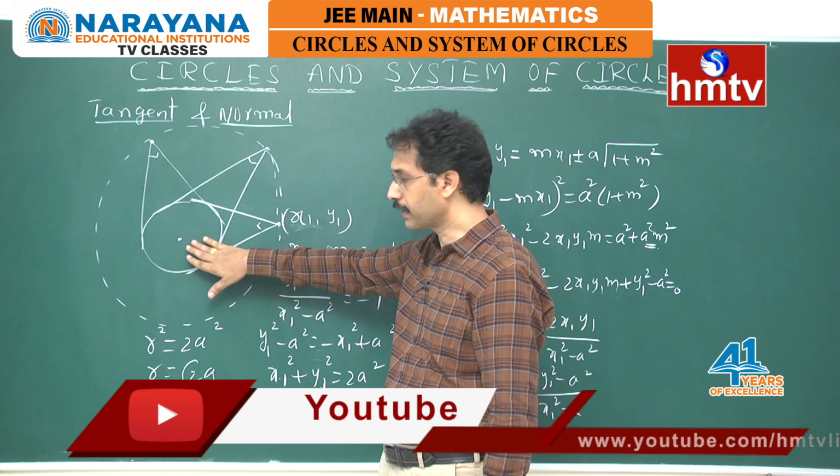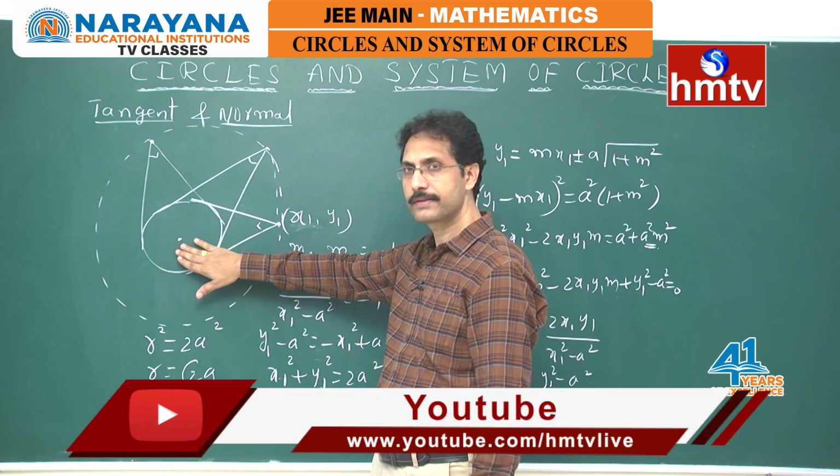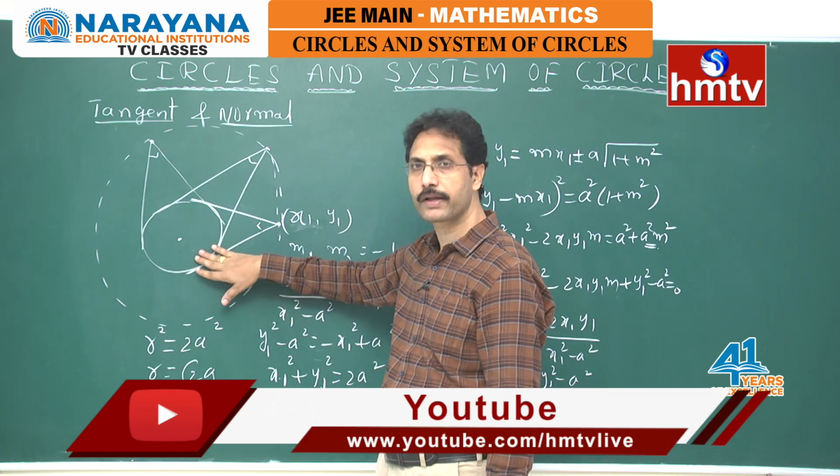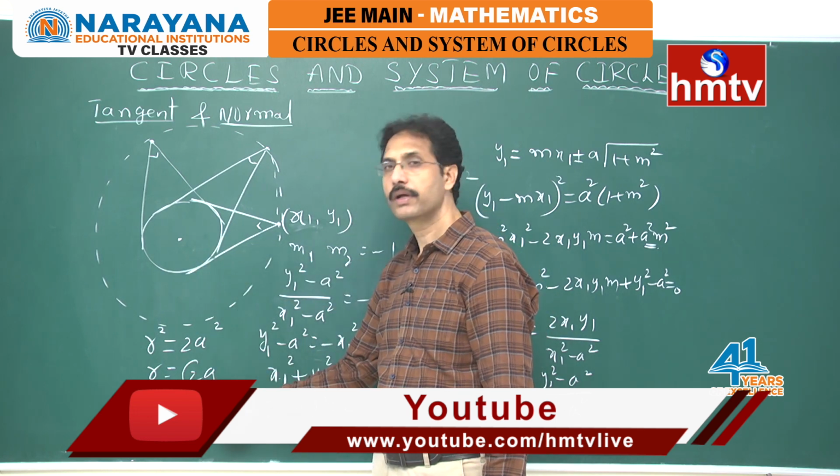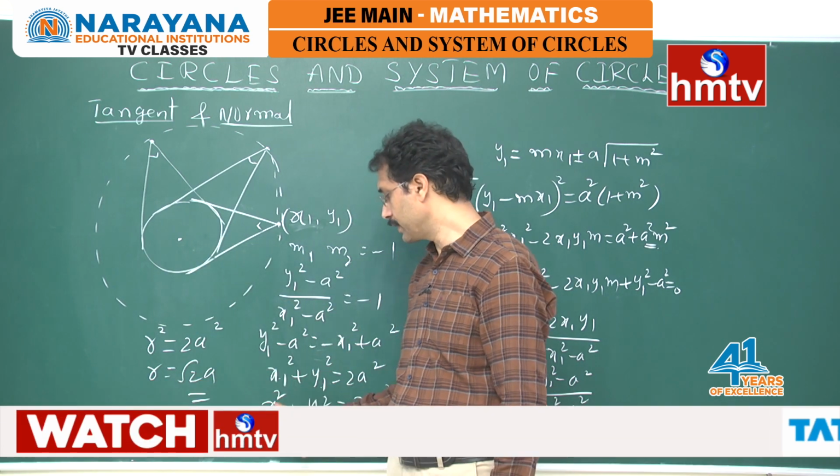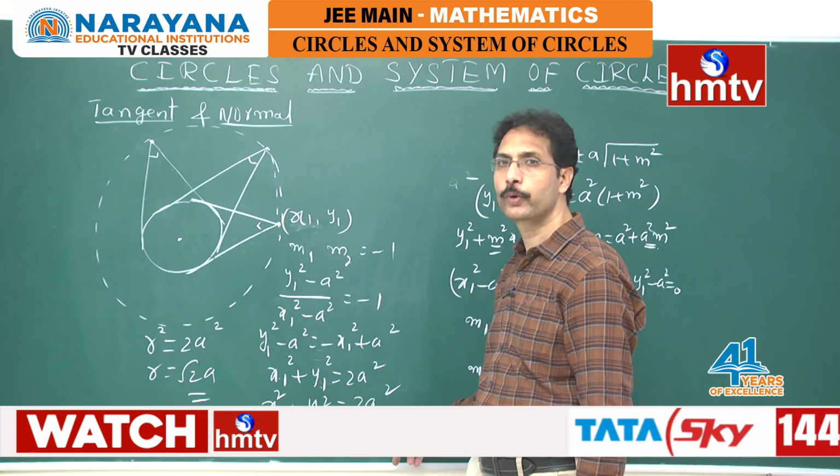That is called the director circle. So the center is the same as the center of the given circle, and the radius will be root 2 times the radius of the circle. Remember, that is x square plus y square is equal to 2a square.